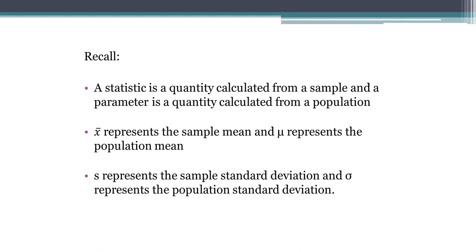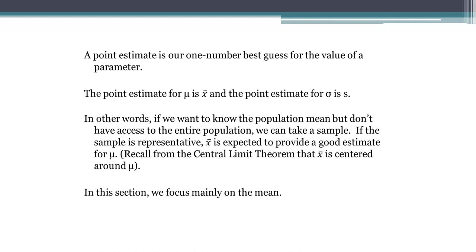So just a few things to remember before we continue. A statistic is a quantity that's based on a sample, such as a sample mean, and a parameter is a quantity that's based on a population, such as a population mean. X bar is the symbol for the sample mean, and mu is the symbol for the population mean. And then likewise, S is the sample standard deviation, and sigma is the population standard deviation.